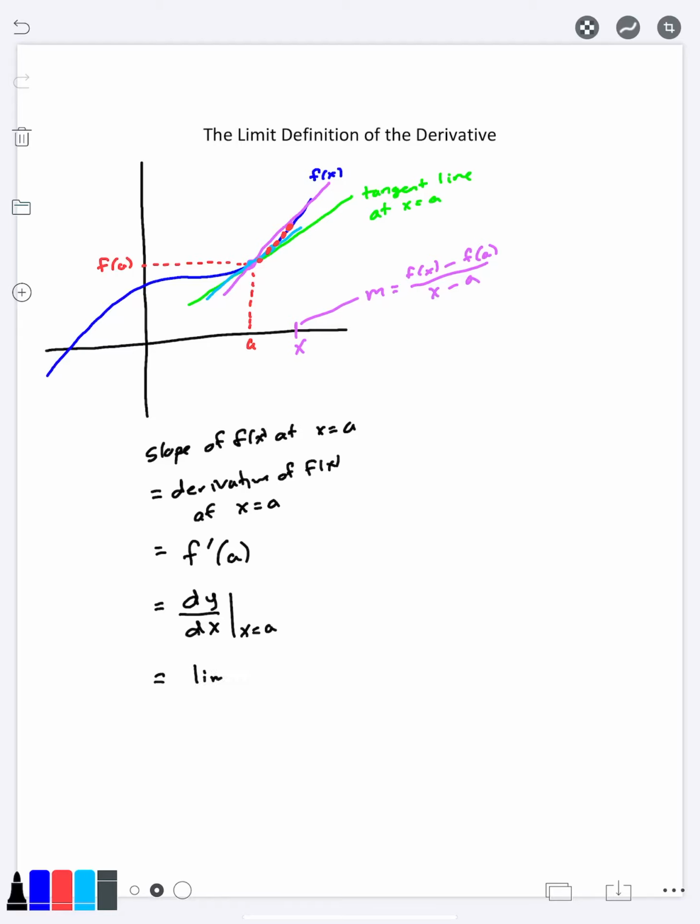And the way we're going to find it is by taking the limit as x goes to a of this fraction, f of x minus f of a over x minus a. So this right here is how we can find the slope of a function at a certain point.